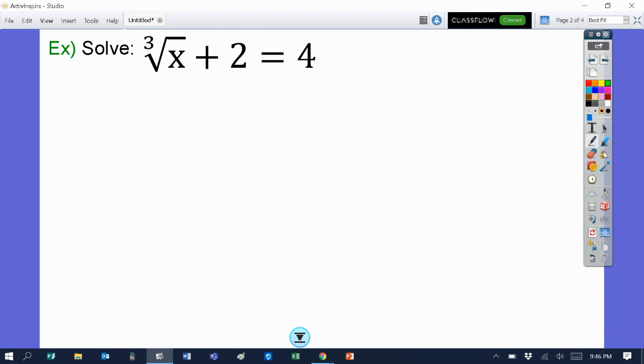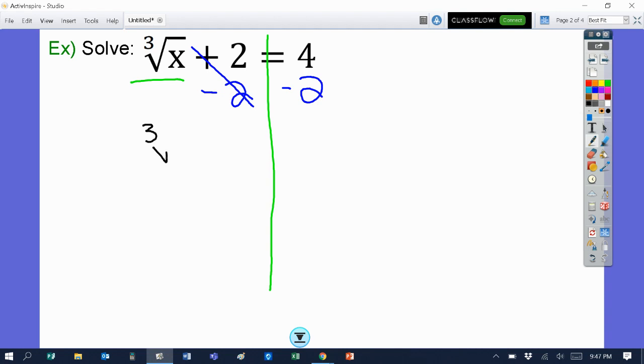So just like if this was a square root, our goal is to isolate our cube root. So if we're adding 2, the inverse of addition is subtraction. So I'm going to subtract 2 from both sides. So positive 2 minus 2 is 0. We get the cube root of x equals, 4 minus 2 is 2.